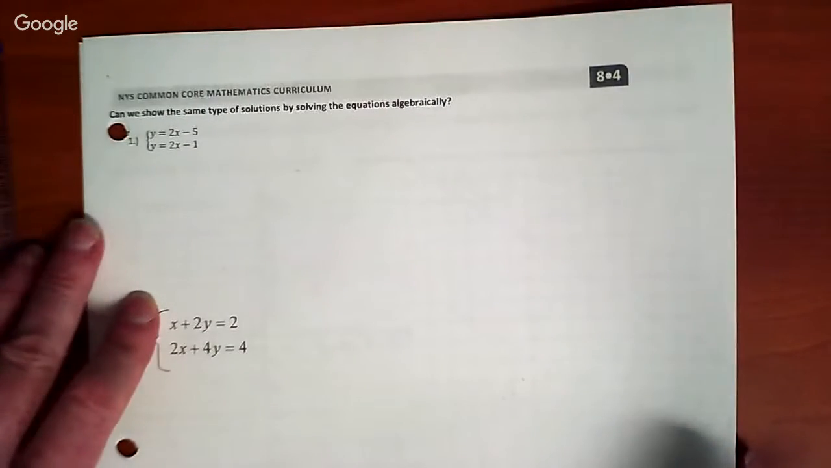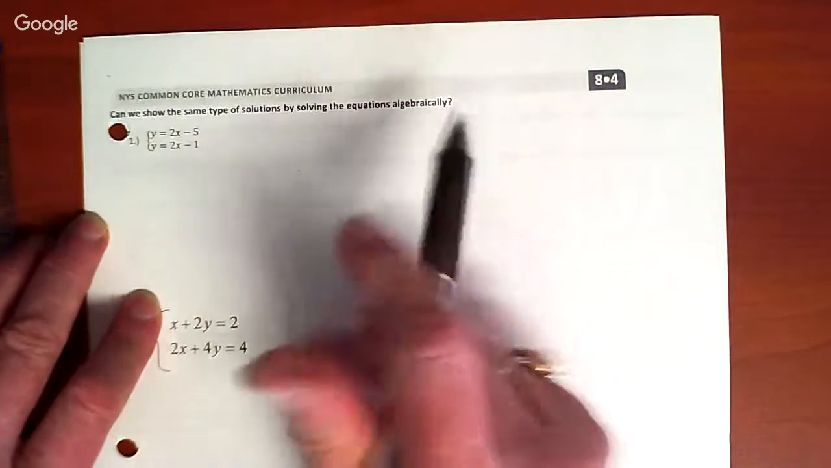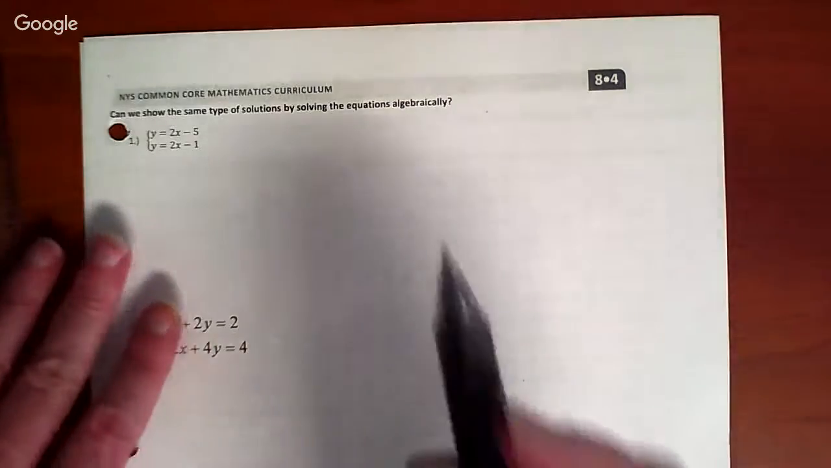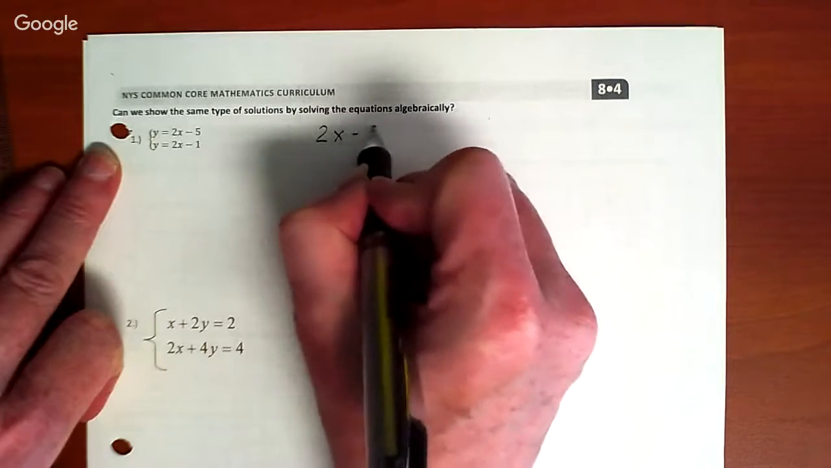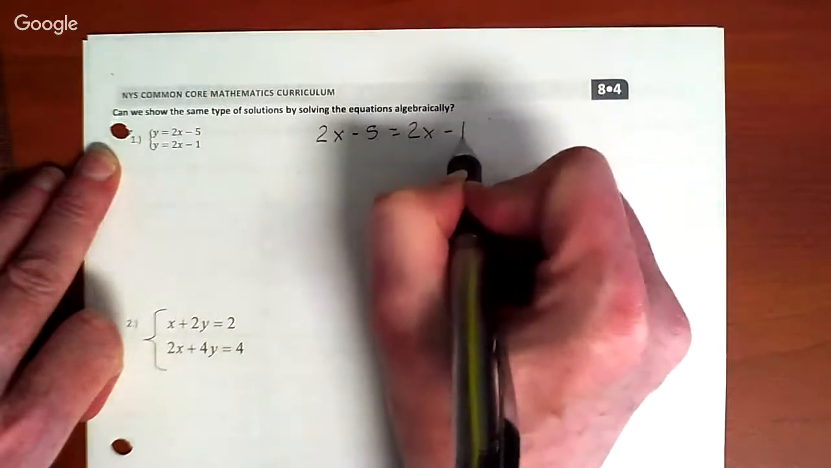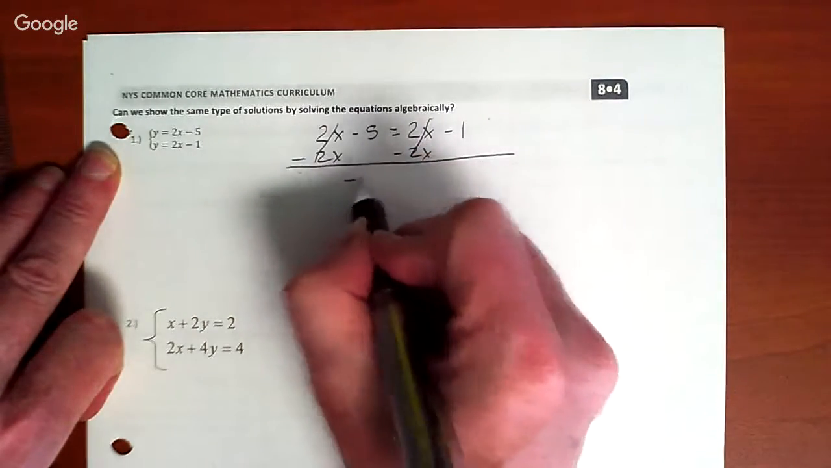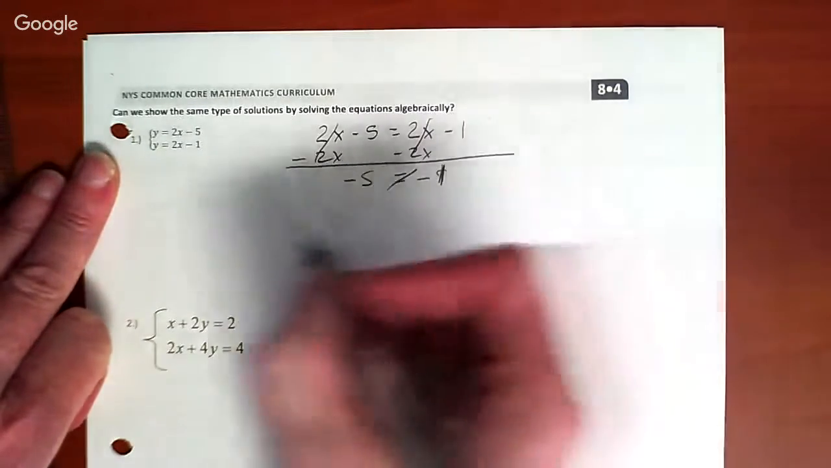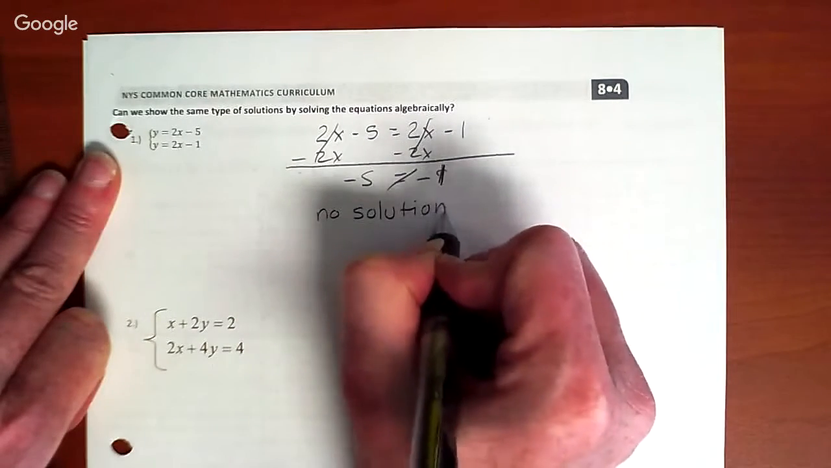All right. It says, can we show the same type of solutions by solving the equations algebraically? Yes, we can. So the first one here, by substitution, we have 2x minus 5 equals 2x minus 1. Subtract 2x from both sides. Negative 5 equals negative 1. Therefore, no solution.